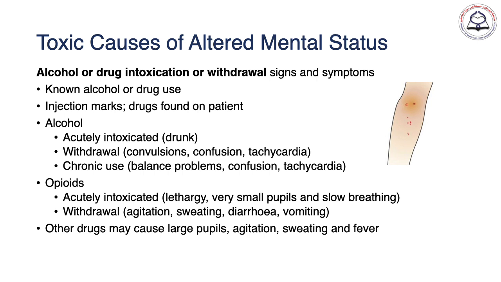Those with chronic alcohol use have balance abnormality, confusion and tachycardia. Opioid acute intoxication leads to lethargy, small pupils, and slow breathing, bradypnea. During withdrawal, the patient is agitated, sweaty, having diarrhea and vomiting. Other drugs may cause large pupils, agitation, sweating, or fever.